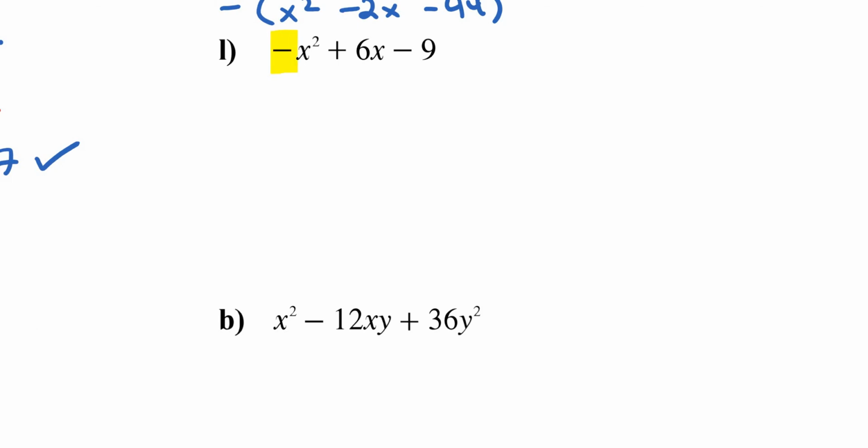I have a minus sign there, so let's go ahead and factor that out. So a negative sign on the outside, then everything becomes the opposite sign, so x squared minus 6x and then plus 9. And after that, you can factor the inside there, t-table.